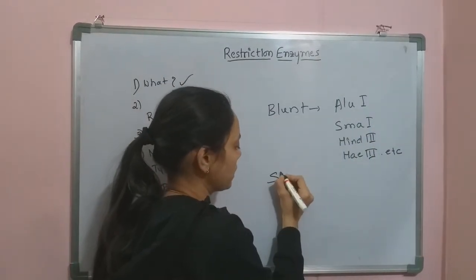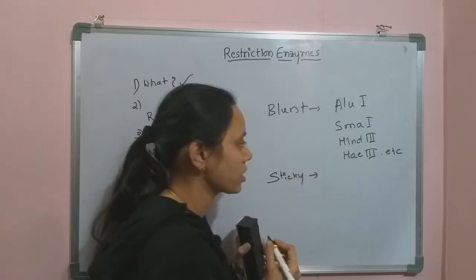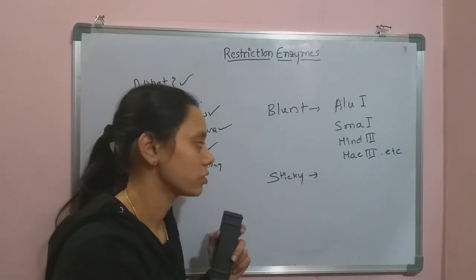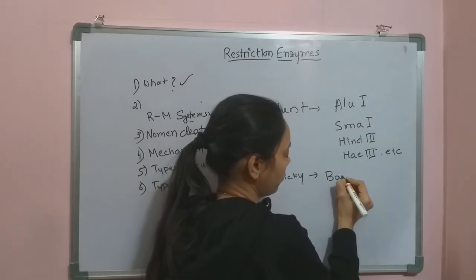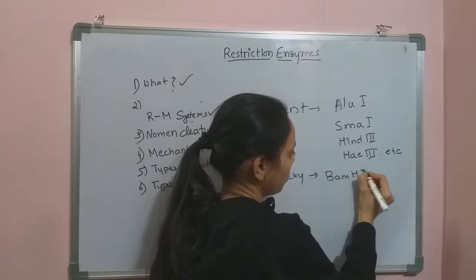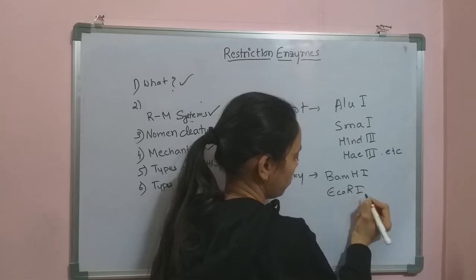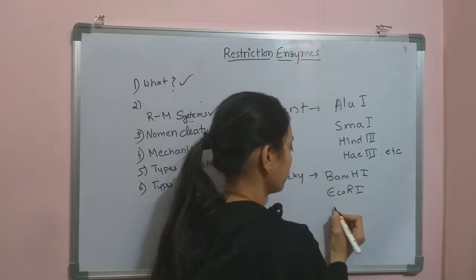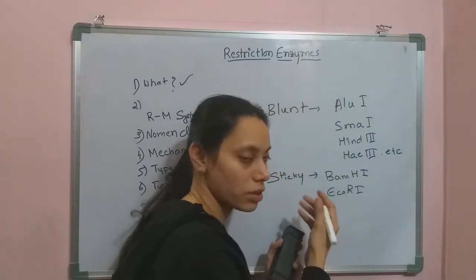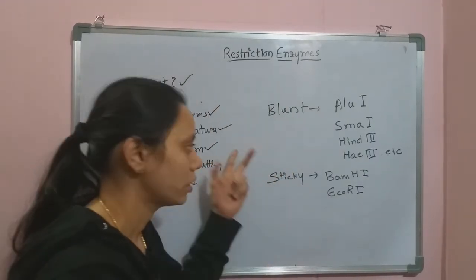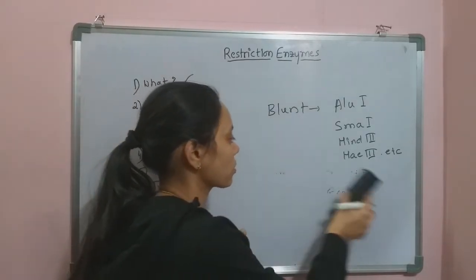Coming to the sticky ends, sticky end cutters. These sticky end cutters or staggered end producers are BamH I, EcoR I, there are many blunt end cutters and sticky end cutters as well. So these are the main examples of the blunt and sticky end cutters.